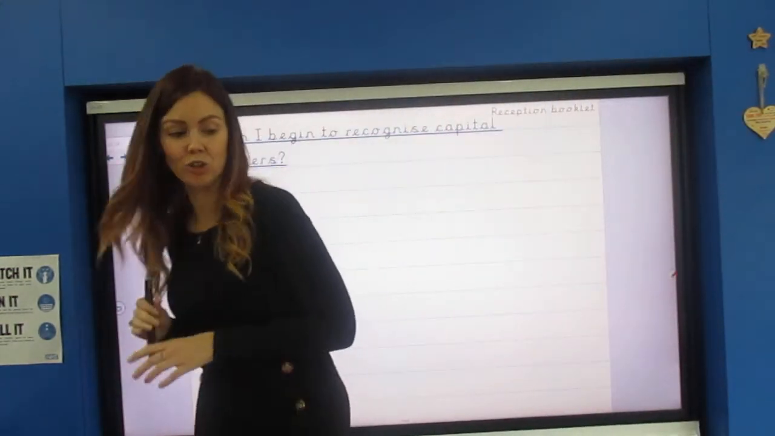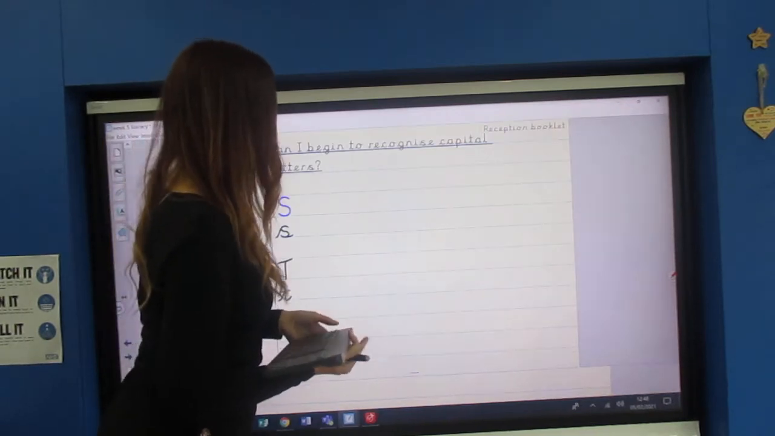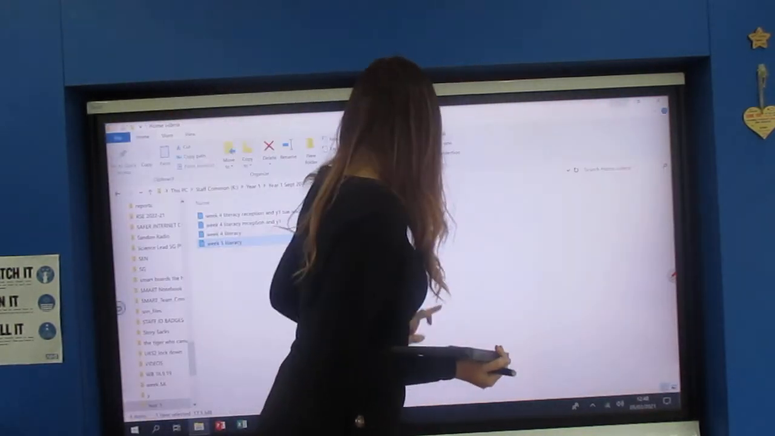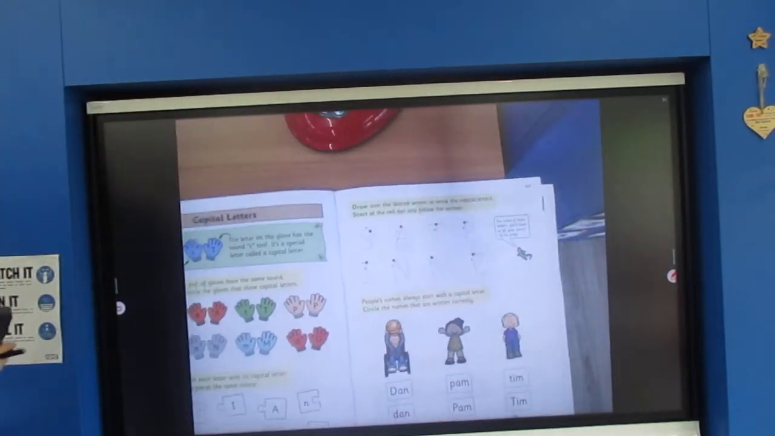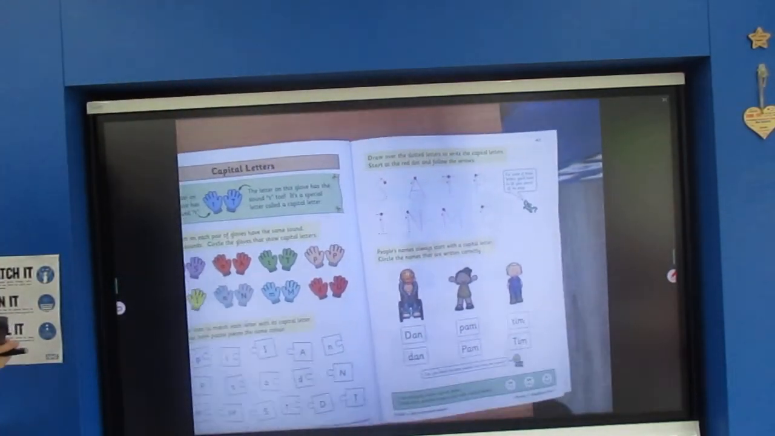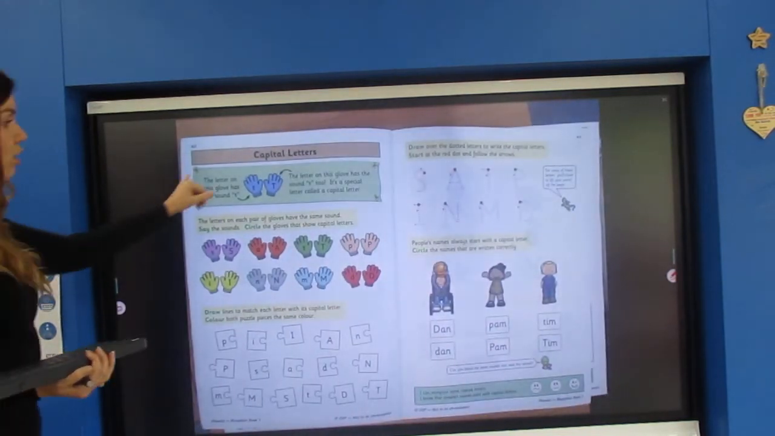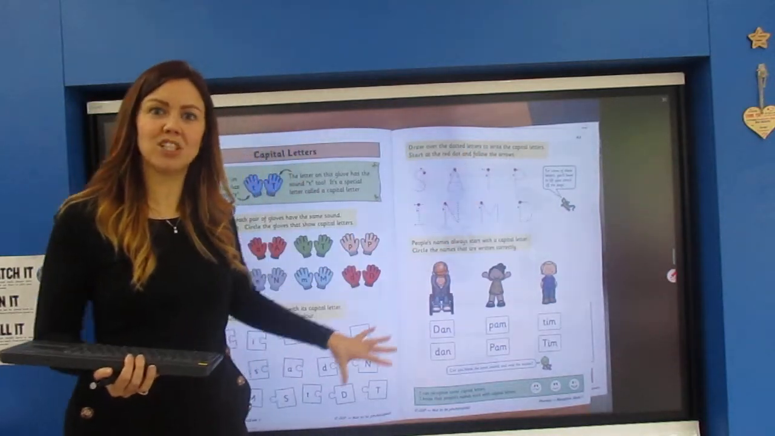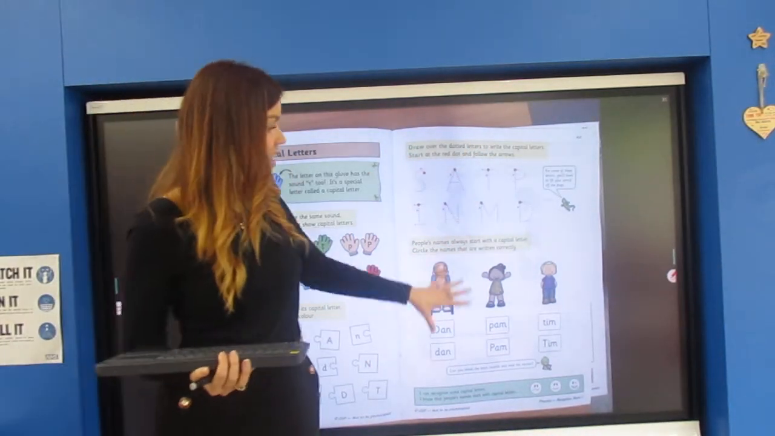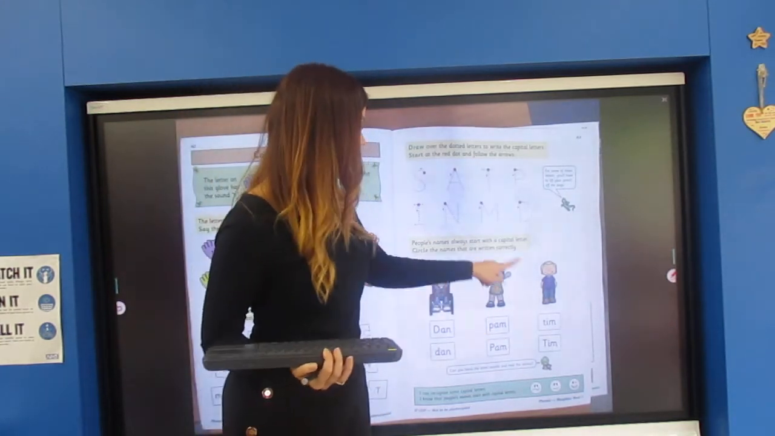Let's have a little look at your booklet just to show you what page you're going to be working on. Okay, so you need page 42 and 43. Okay, and it's all about capital letters and lowercase letters and matching them up. And here are your activities, very much like what we just did. I'll give you a little clue over here.